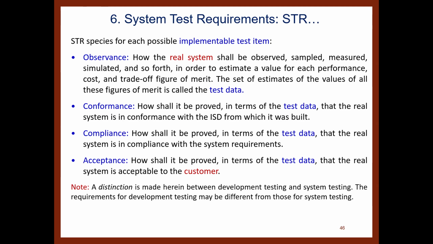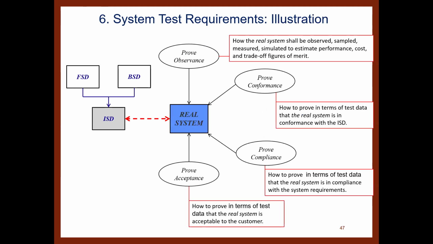Conformance. How should it be proved in terms of test data that the real system is in conformance with the implementable system design from which it was built? Compliance. How shall it be proved in terms of test data that the real system is compliant with the system requirements? And acceptance. How shall it be proved in terms of test data that the real system is acceptable to the customer? So again, from 4 different perspectives, we have to check if this implementable and real system is addressing what it was designed for.